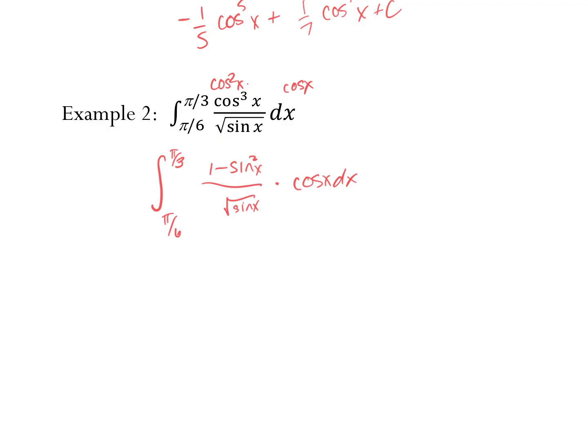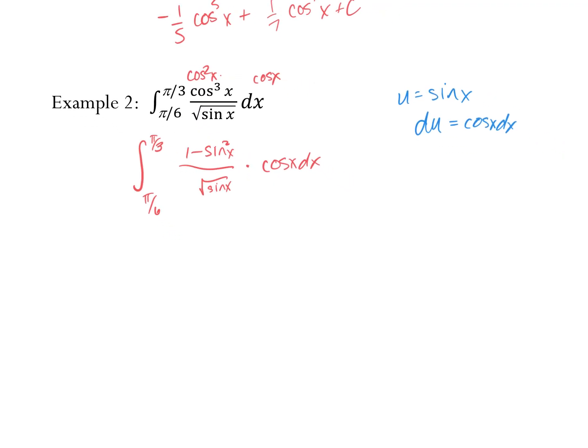Okay. What do you want me to do next? U equals sine x. Du equals cosine x dx. So now I'm integrating 1 minus u squared over, I'm going to call that u to the 1/2 if you guys don't mind, du.